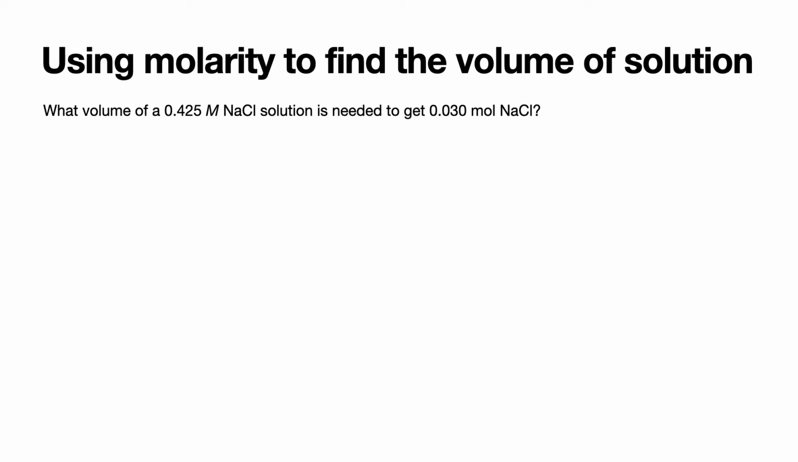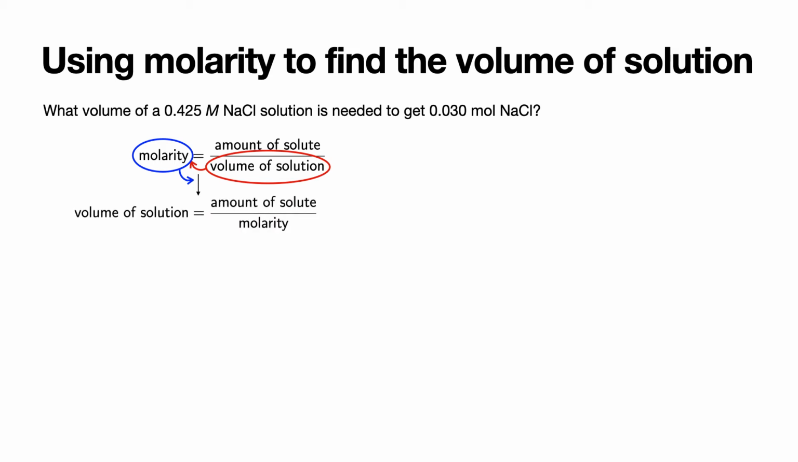So here, our formula for molarity. Molarity is the amount of solute divided by the volume of solution. Here we want to know the volume of the solution, and so we can rearrange our formula. We can multiply both sides by the volume of solution. Then we can divide both sides by the molarity, and so that gives us that the volume of our solution that we want is going to be the amount of solute divided by its molarity. And so we would put in our two quantities. The amount of solute is 0.030 moles. Our molarity is 0.425 moles per liter.